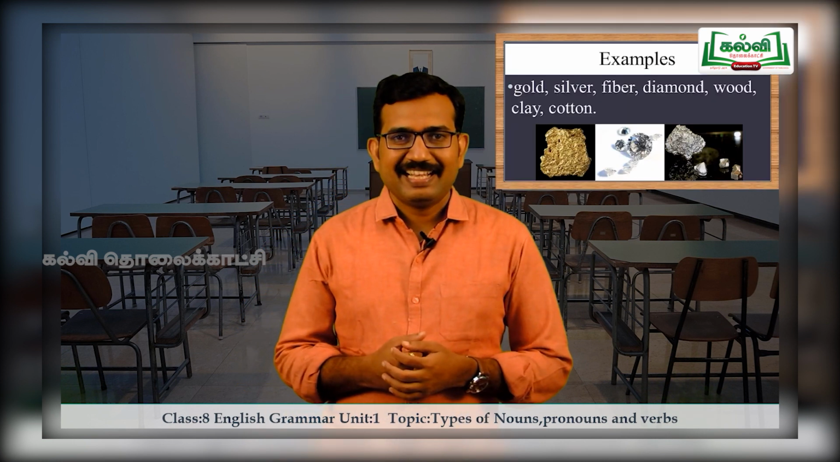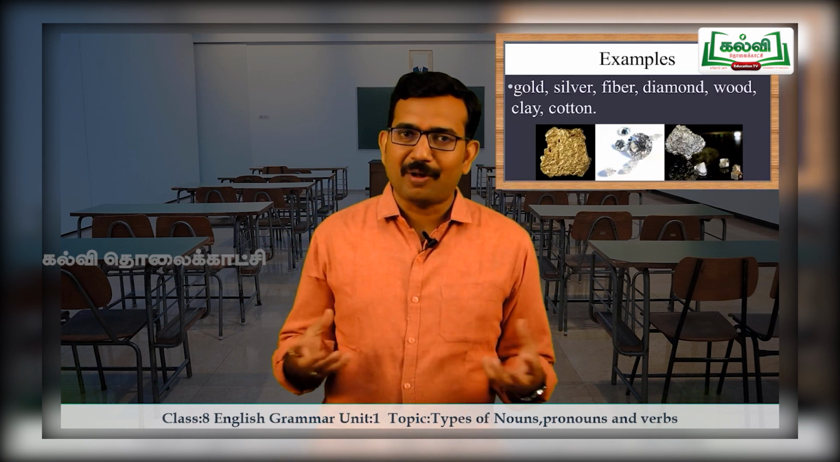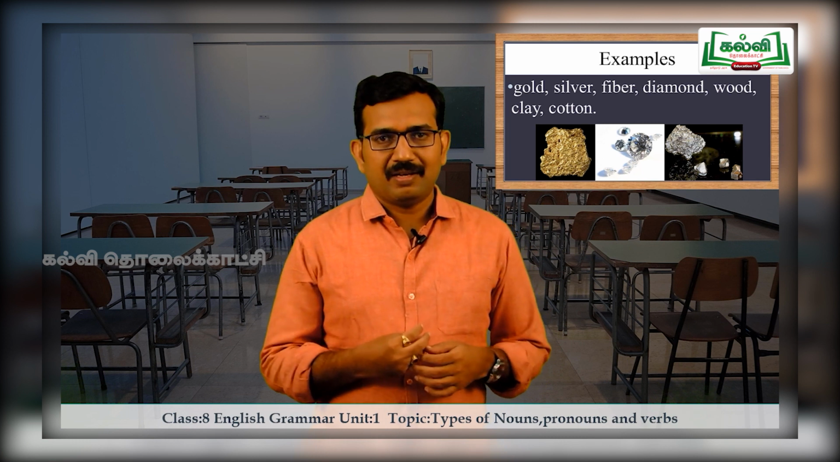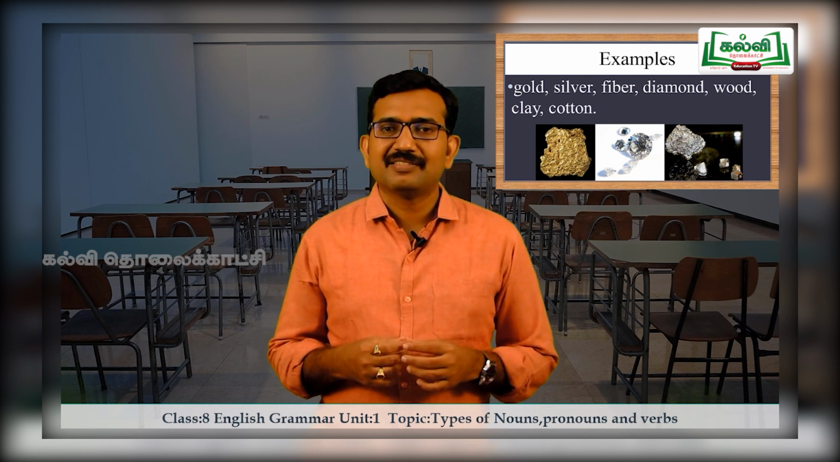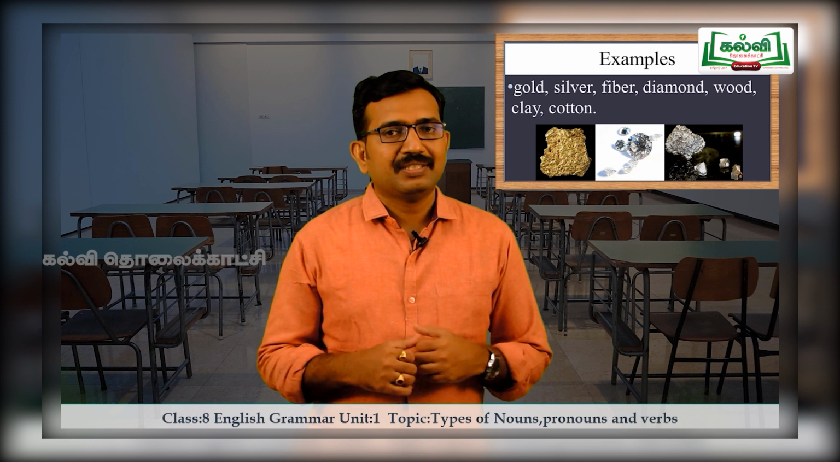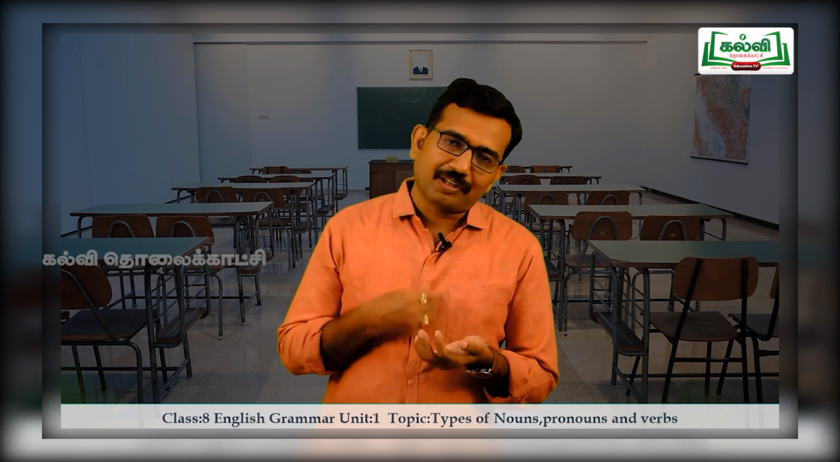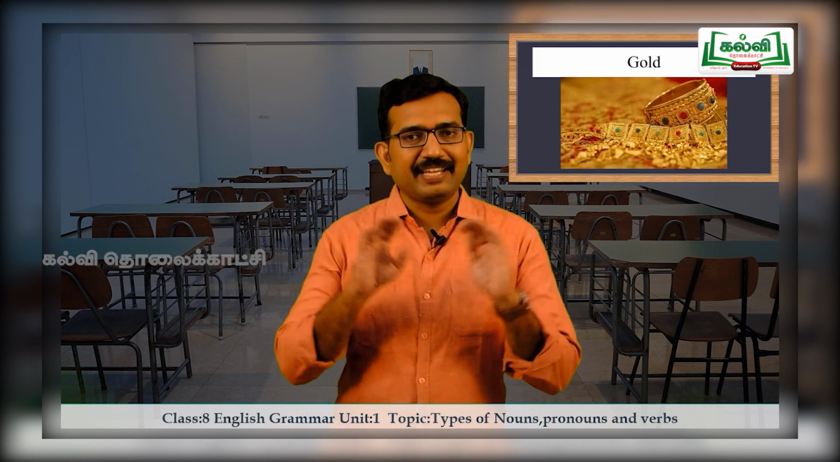Gold, with which we can make some ornaments. Silver, fiber, diamond, wood, clay, cotton. You can take some objects and think of what raw materials are used to make those. So those are material nouns. So you are looking at an image of ornaments. These are made of gold.